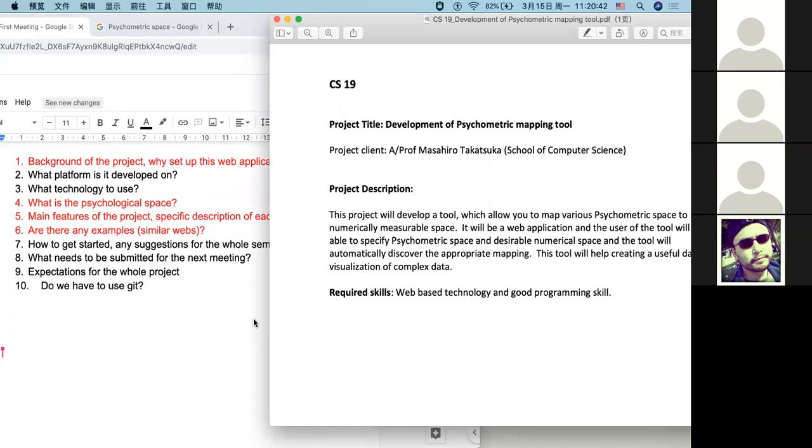Okay, so psychometric is basically when you want to measure the psychological response of a human being. Right, there are some examples.